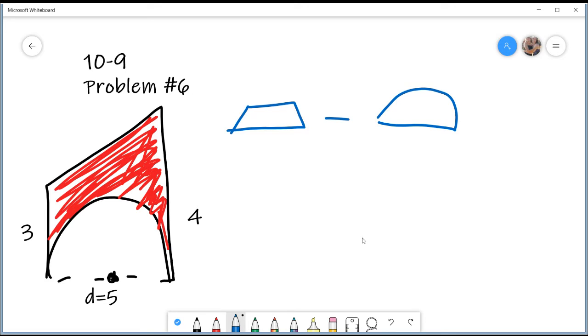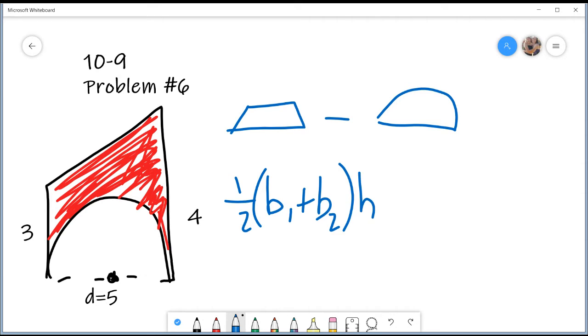So what we have to do then is the area of the trapezoid minus the area of the half circle. Since pi times radius squared is the full circle, we're going to multiply that by a half to get the half circle. Let's start with the trapezoid.